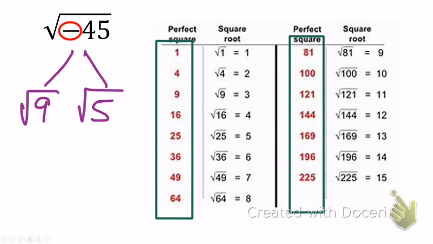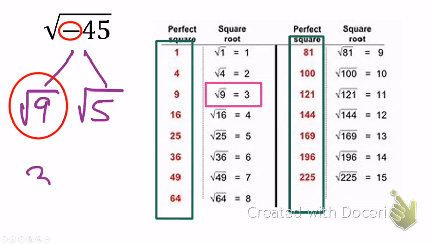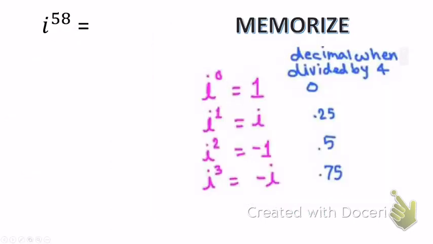Now, this 9 right here is going to change. The square root of 9 is 3, so that is going to turn that into a 3. And since it was a negative 45, it's going to be 3i square root of 5. Okay? Let's look at example 3.